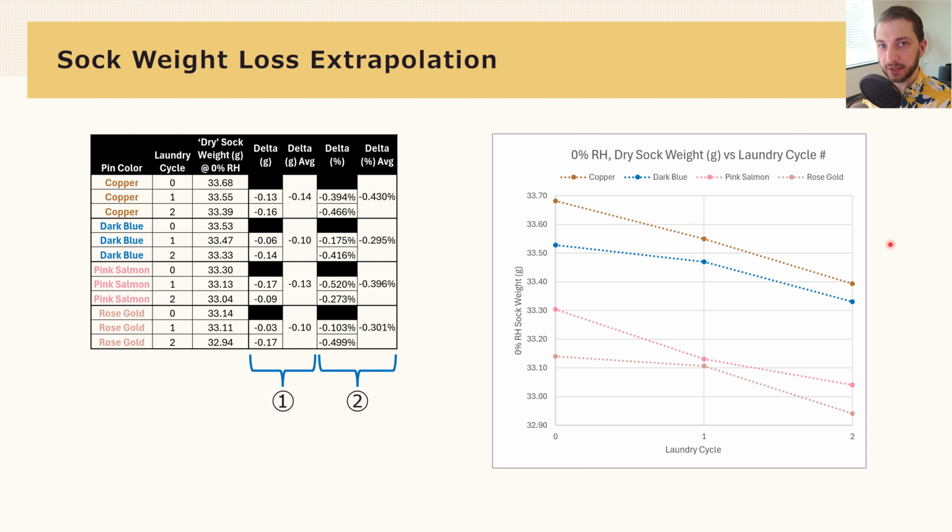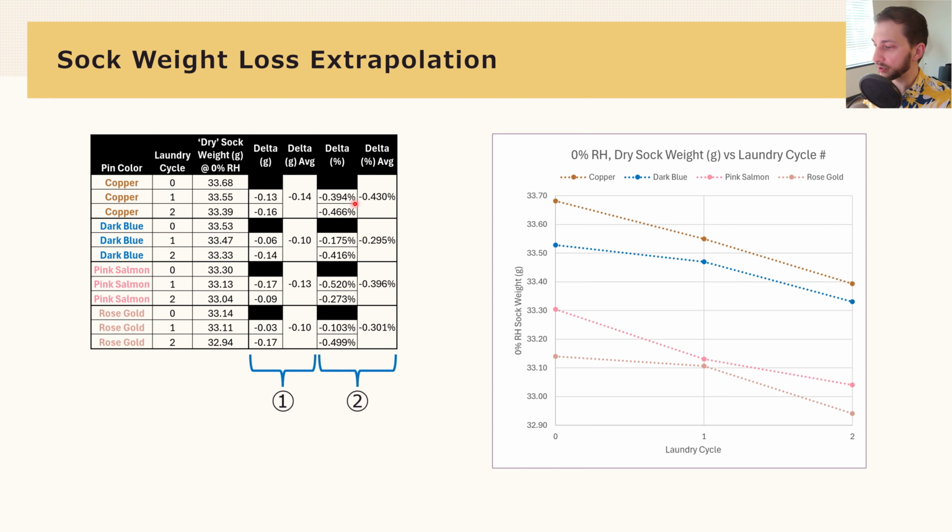So we carry them forward here and then we calculate the delta. So the negative 0.13 is the difference between this number and that number, and the 0.16 is the difference between this number and that number. We get an average delta for that sock. Then we do the same thing but on a percentage basis. So negative 0.394% is negative 0.13 divided by where we started, 33.68, and that's how you get those percentages.